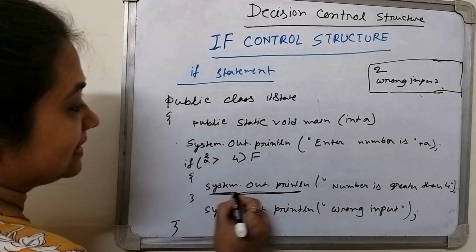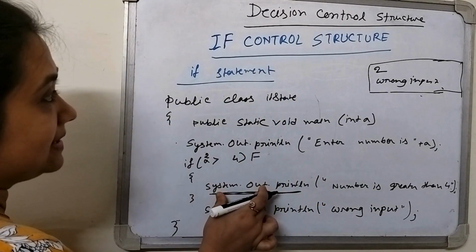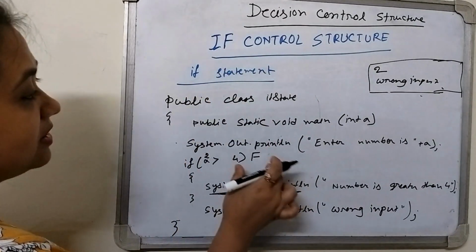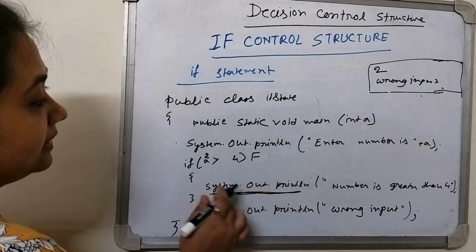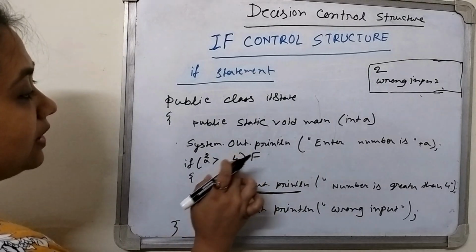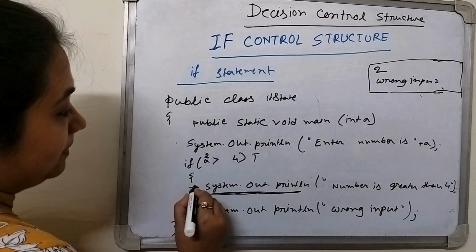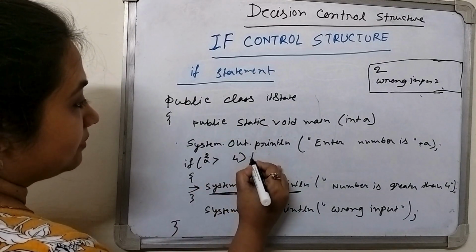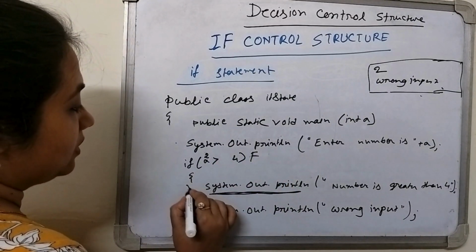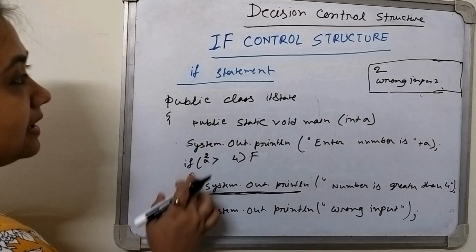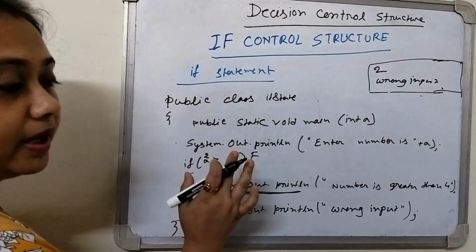So in the if statement, if the condition is true, then the portion after the if will be executed. If the condition is not satisfied, that is, false, then this portion will not be executed. This is the if statement.